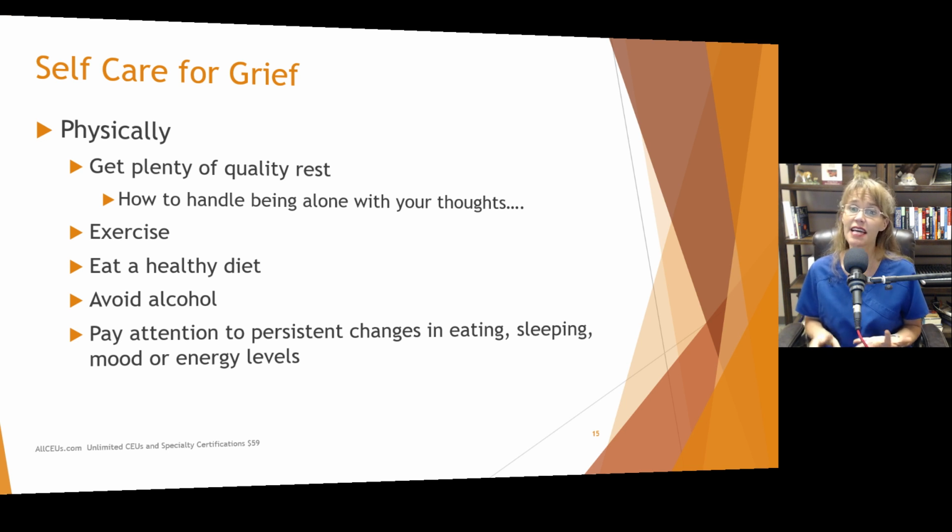Encourage them to exercise, eat a healthy diet, avoid too much alcohol, and pay attention to persistent changes in eating, sleeping, mood, or energy levels. All of those things may indicate that the grief is becoming an issue.